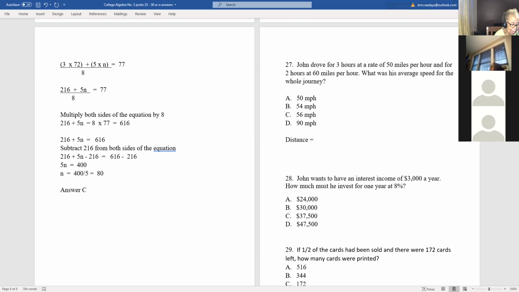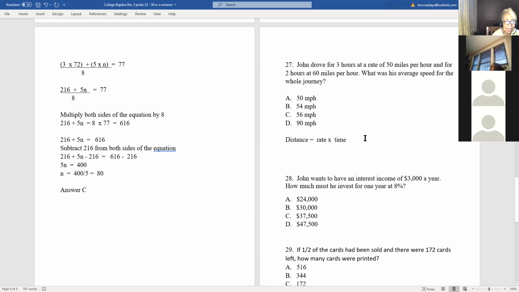Distance equals rate times time. I know you said R over T, but remember distance is in meters or miles or feet or whatever. So rate is what?